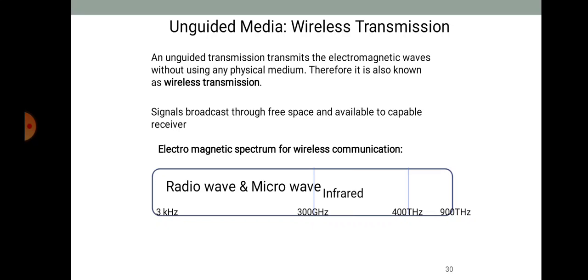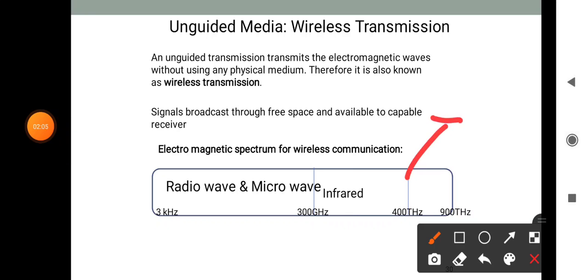See, this is the figure. Here there are radio waves and microwaves, then the second is infrared, and here is light wave. This figure shows the part of the electromagnetic spectrum ranging from 3 kilohertz to 900 terahertz. That means this is used for wireless communication.